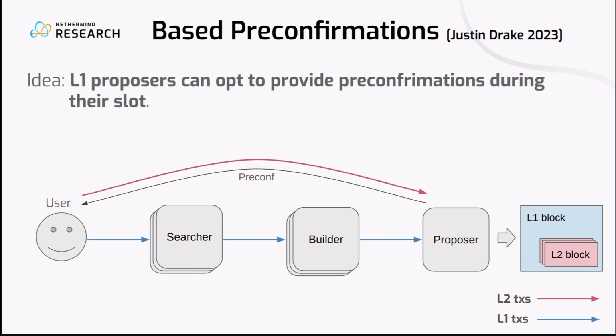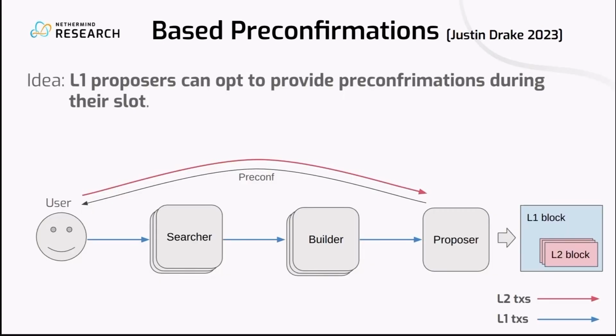So this is based pre-confirmations. The idea is simple. L1 proposers can opt in to provide pre-confirmations during their slot. Let's assume this proposer has opted in to provide pre-confirmations. In that case, the user can directly send their L2 transaction to the proposer, and this proposer can directly respond with a pre-confirmation.